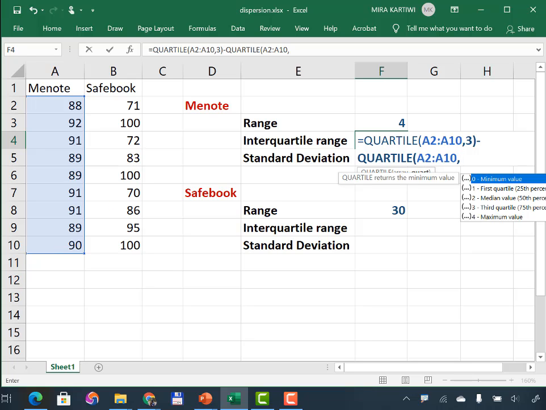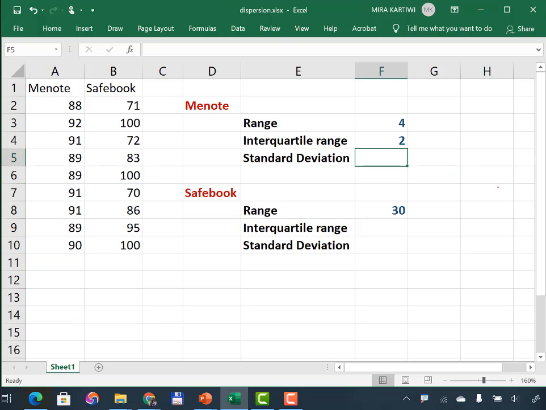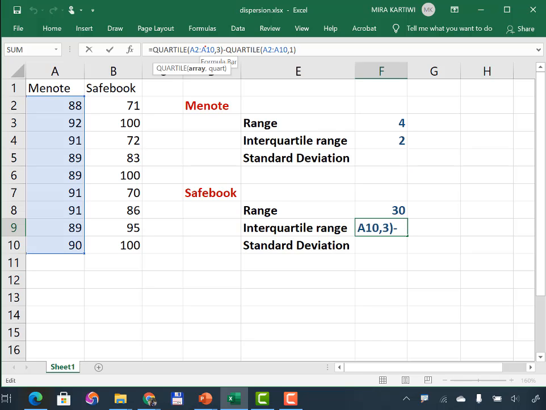And first quartile. So the quartile for Minnow is 2. Okay, but we have to change the range obviously. The array for SafeBook is this one. And obviously we have to change this one as well.